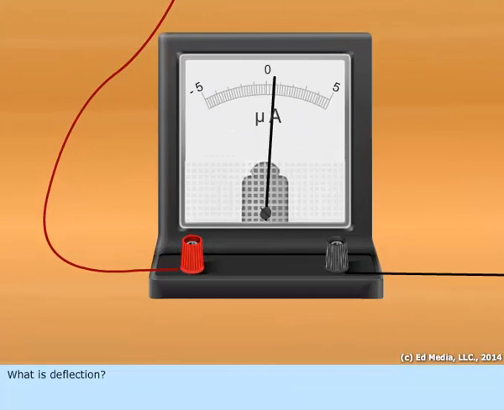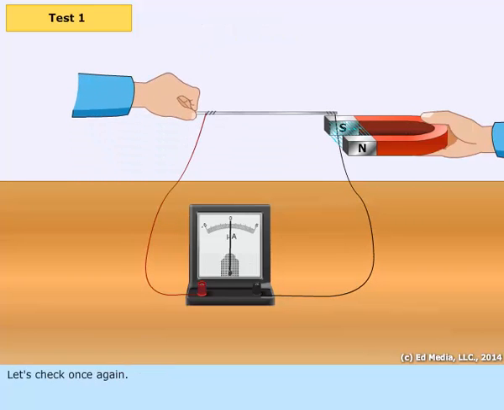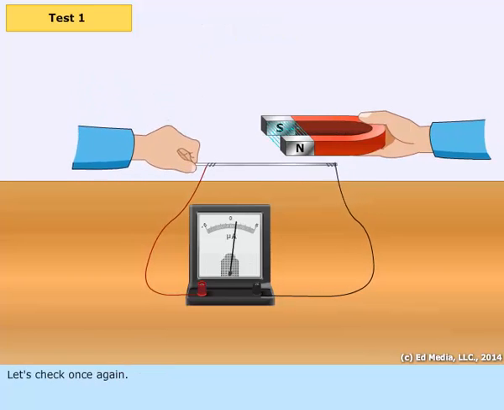What is deflection? Is it persisting or temporary? Let's check once again. The deflection is there only when the wire is moving. Once the movement stops, the deflection ceases. This observation is very important.